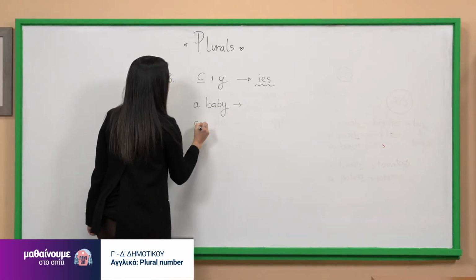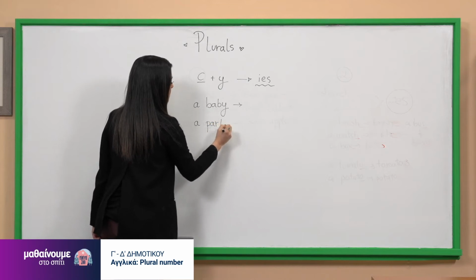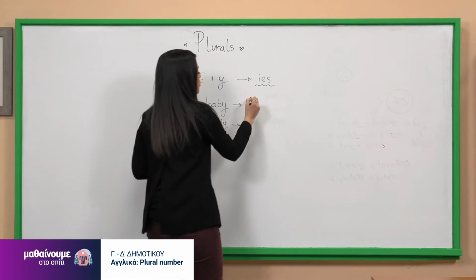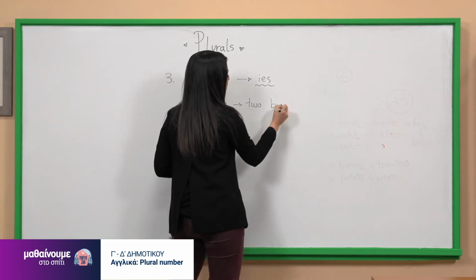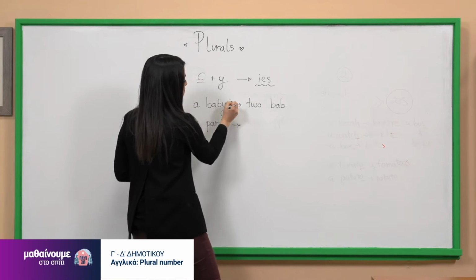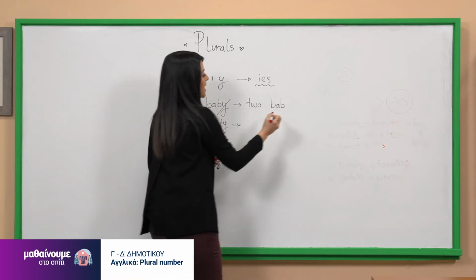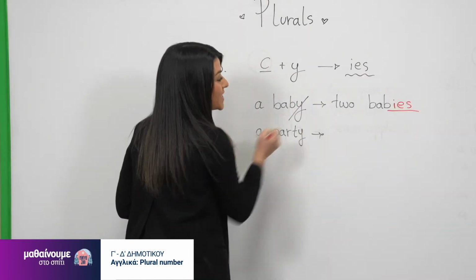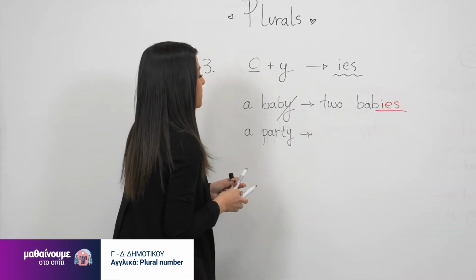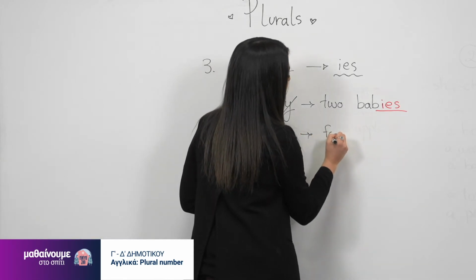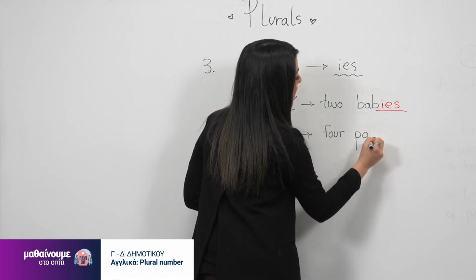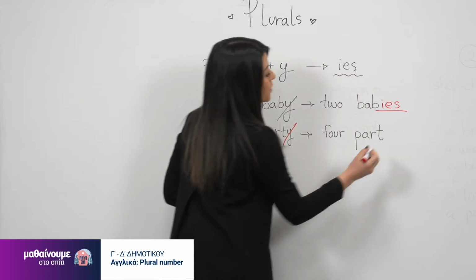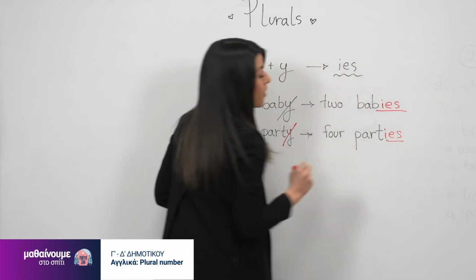For example, let's take a baby, okay, and a party. So, what do we do? A baby, 2 babies. We take out the Y and we put IES, babies. Okay, so we erase the Y. Now, a party, 4 parties. Again, we erase the Y and we put IES, parties.